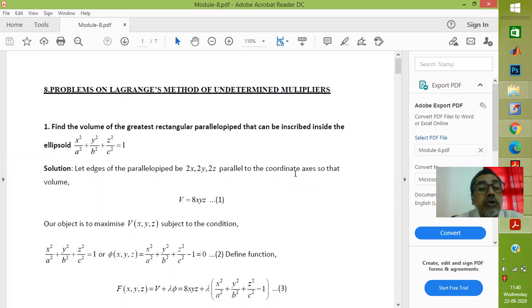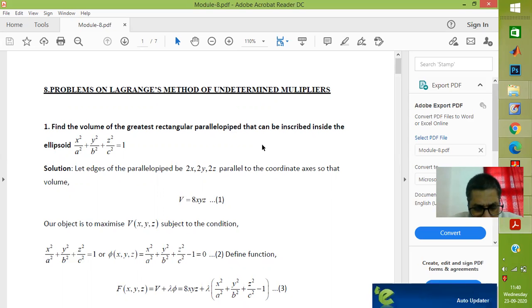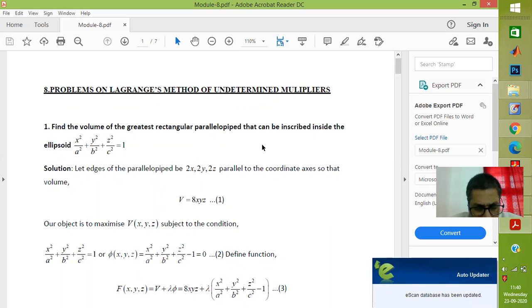So let us start with the first problem, where we have to find the volume of the greatest rectangular cuboid that can be inscribed inside an ellipsoid. All of us know an ellipsoid is a solid spread over three directions. Imagine a rectangular box inside an ellipsoid so that (0, 0, 0) happens to be the common center. So you fix the dimensions of the box to be 2x, 2y, and 2z so that its volume is 8xyz.